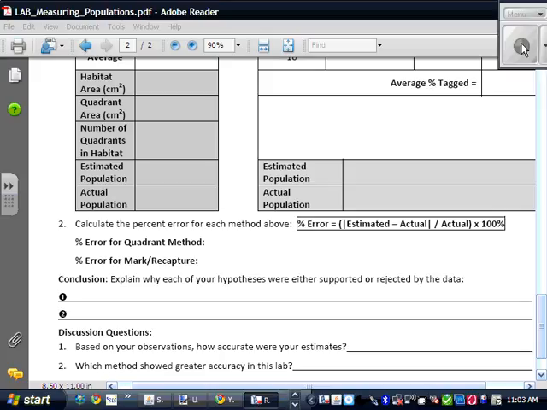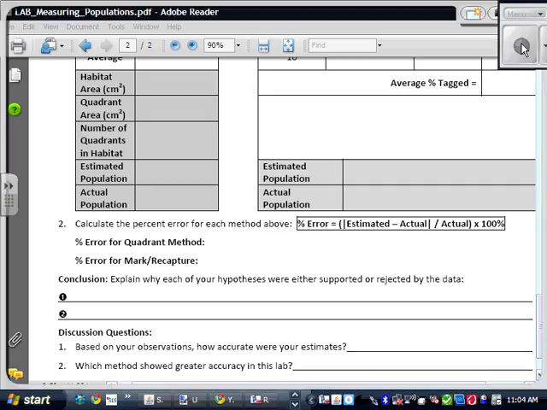Anyway, all right, let's go ahead and talk about the results for the first part of the lab, which was looking at the quadrant method. So let's see. Jeremy, what was the habitat area that you calculated? We're on table 1 now in the back.